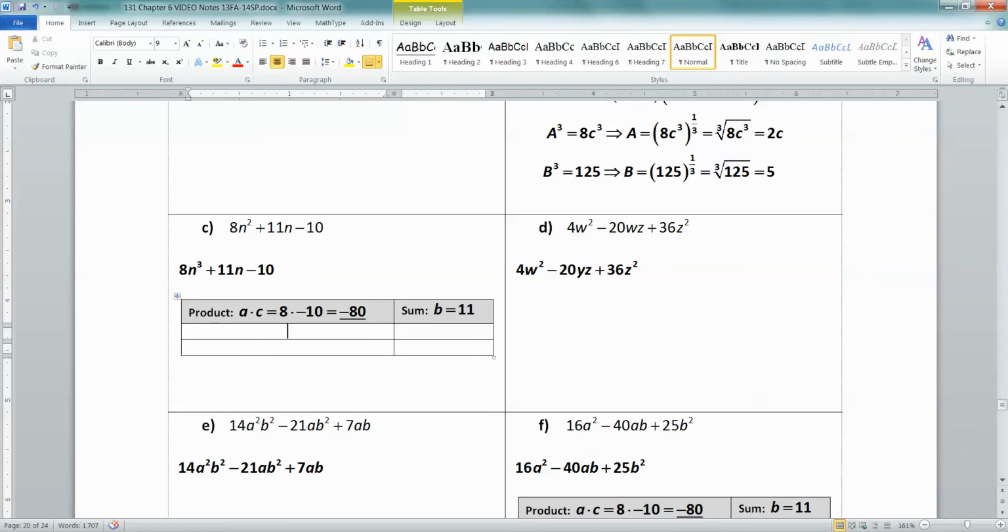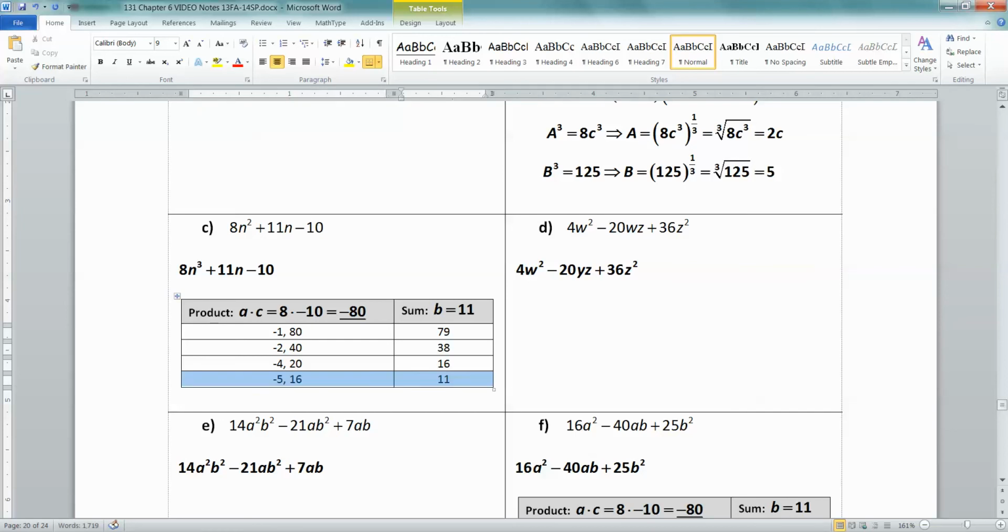Let's think. Negative 1, positive 80. That would make 79. Let's see, negative 2, positive 40. That would make 38. 3 doesn't go into 80. How about negative 4, 20? That would make 16. Negative 5, 16. That's 11. There it is.